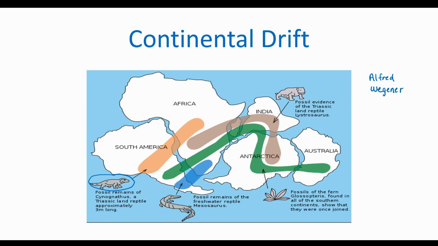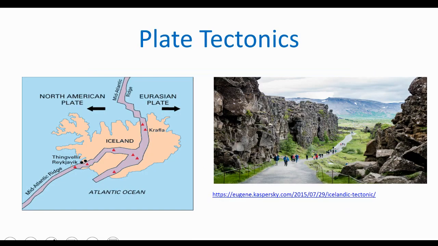But no one accepted his theory of continental drift because there was no explanation about how the continents move. He didn't have a mechanism to describe the movement of the continents. So he actually died thinking that no one was ever going to accept his theory.